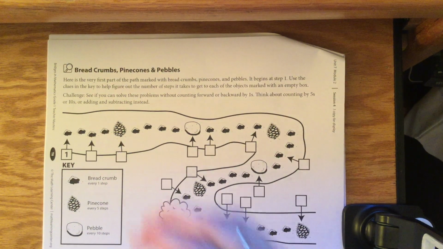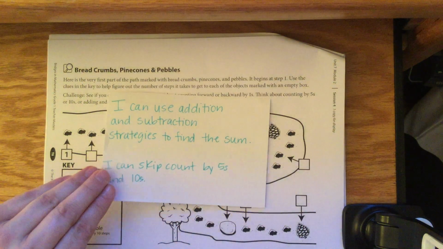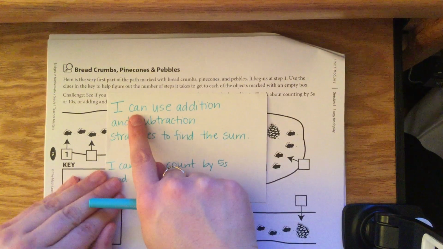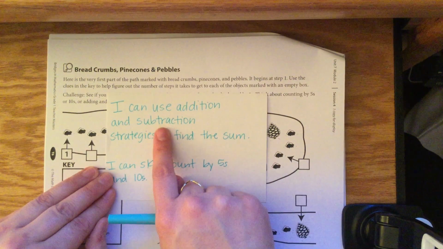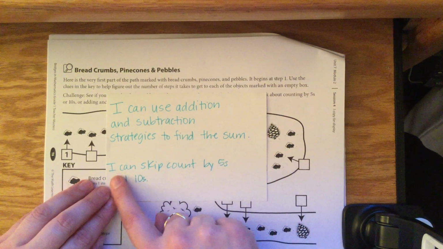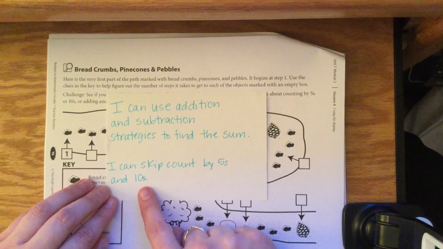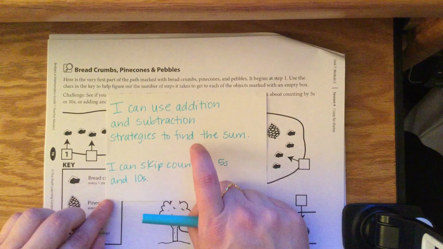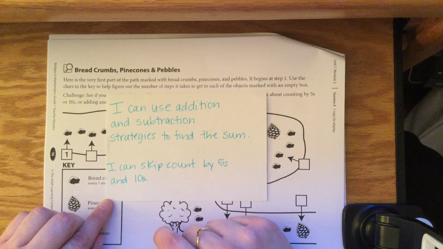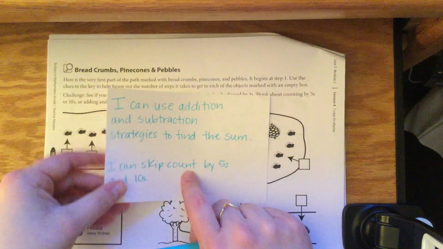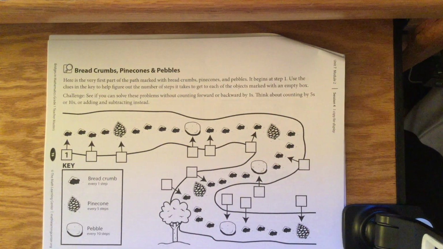Hey crew, so we are going to continue our work with the path problems in the story of Hansel and Gretel, and our targets, like I said, are going to be the same. I can use addition and subtraction strategies to find the sum. I can skip count by 5s and 10s. So that means that we're using what we know about addition and subtraction to find our missing numbers. And a lot of times that comes in helpful when we can skip count. So it's the same targets, but today we're going to add something new.